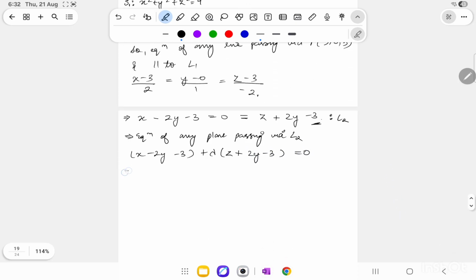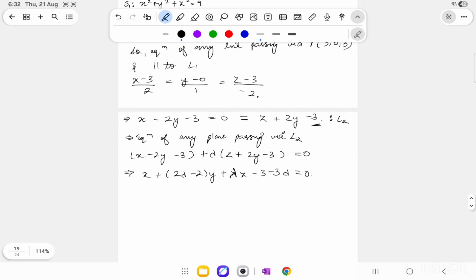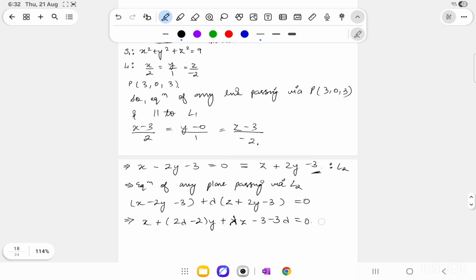If I simplify it, I'll get x plus (2 lambda minus 2) into y plus lambda z minus 3 lambda equals 0. So this is basically my required equation of plane. The question further says that this plane is touching the given sphere. If the plane is touching the sphere, then it must act as a tangent to sphere S1. Let's name it star.